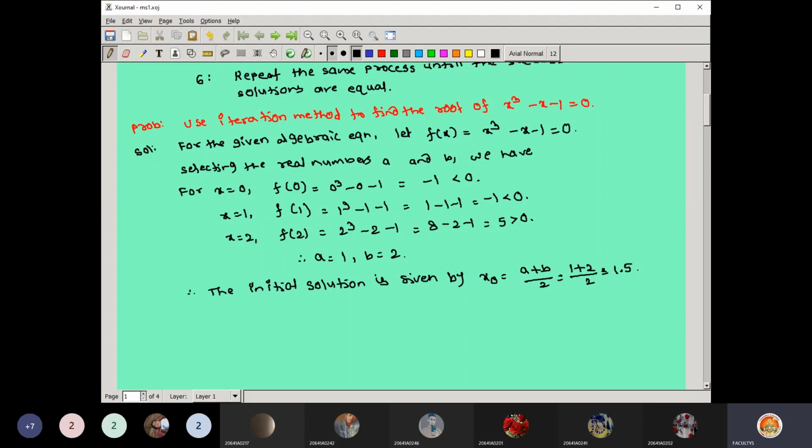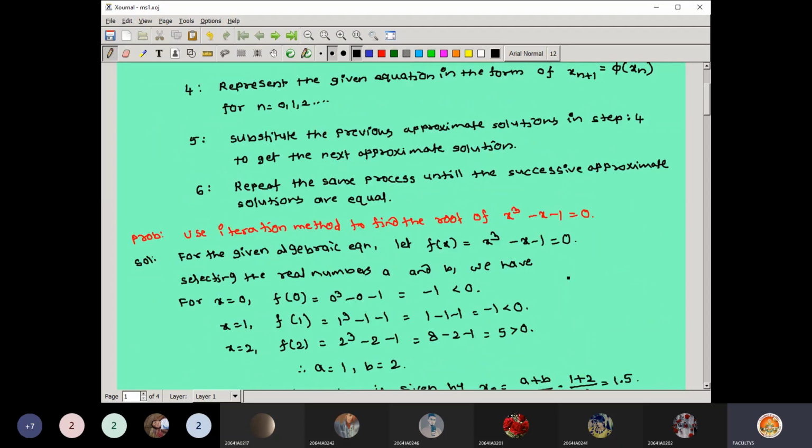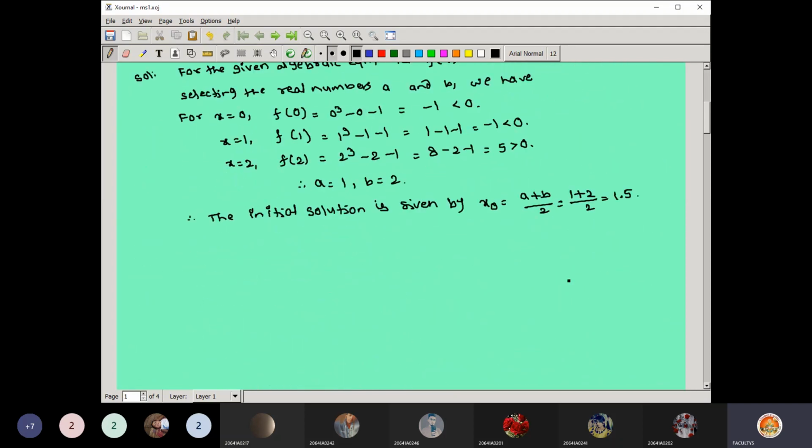Only you are calculating the first solution. Now you are going to create, as per the procedure, the form x_{n+1} equal to phi of x_n. So in order to get that particular form, I am considering like this. Consider what is your given equation. The given equation is x cube minus x minus 1 equal to 0.